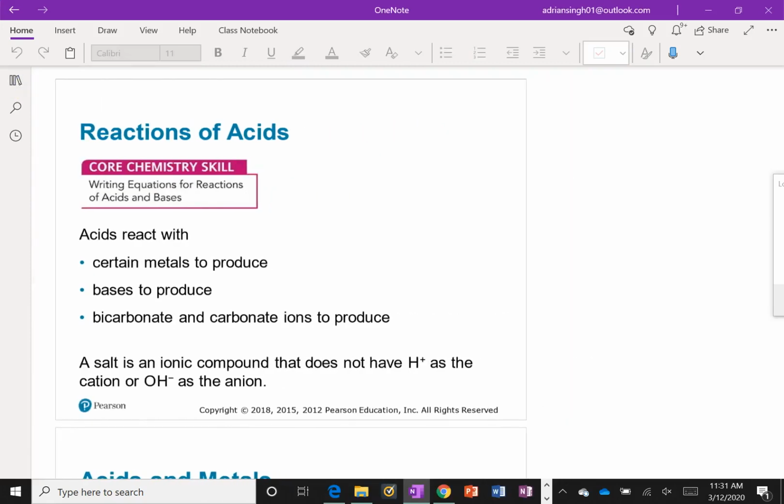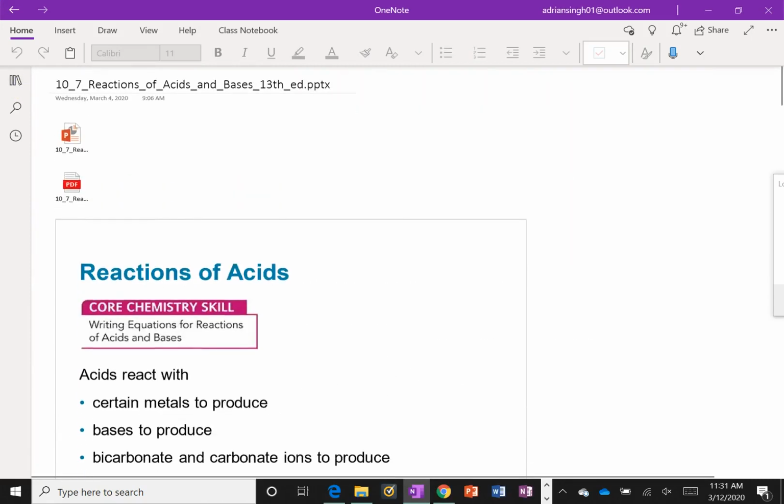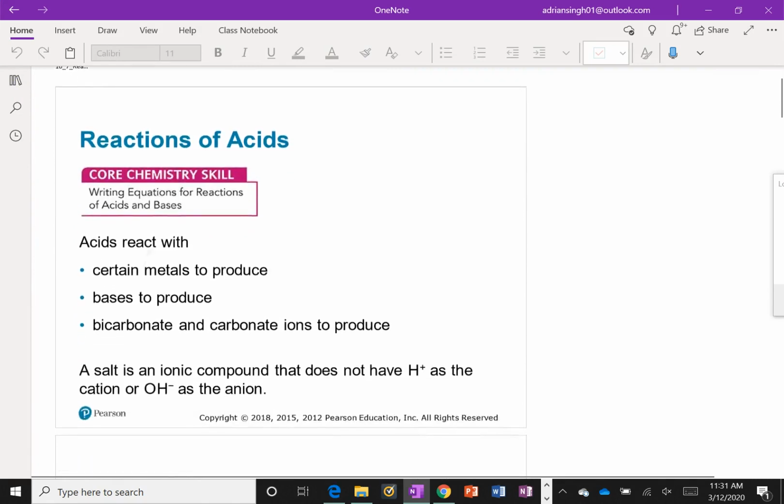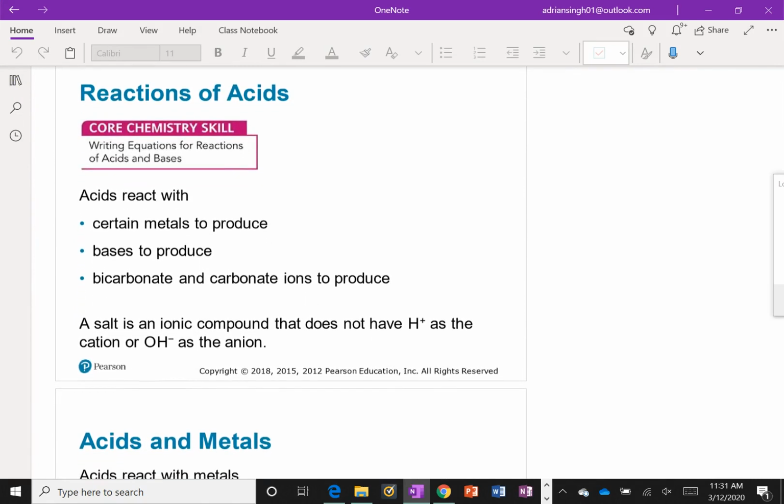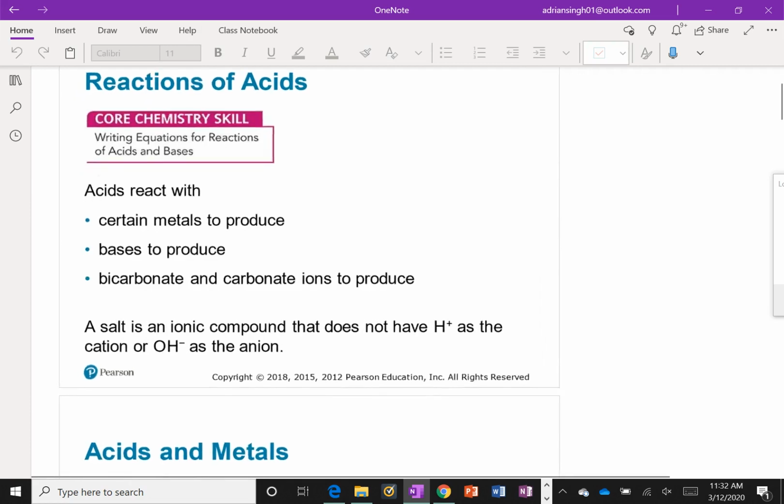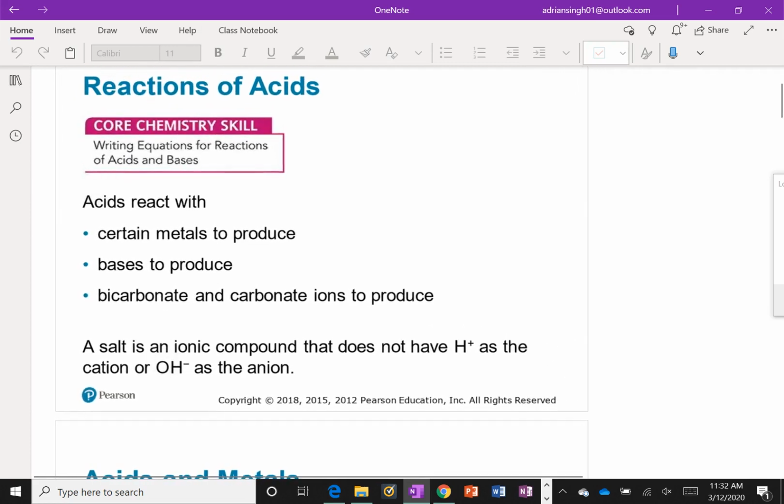Okay, so we're going to take a look now at some of the reactions of acids and bases, which is the second to last section of the acid-base chapter. A couple of these reactions we've actually seen already. You did at least one of them in lab a couple of weeks ago.